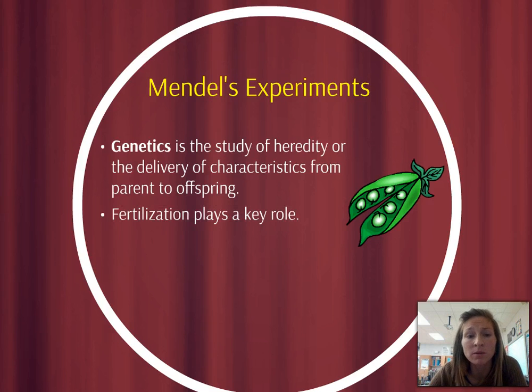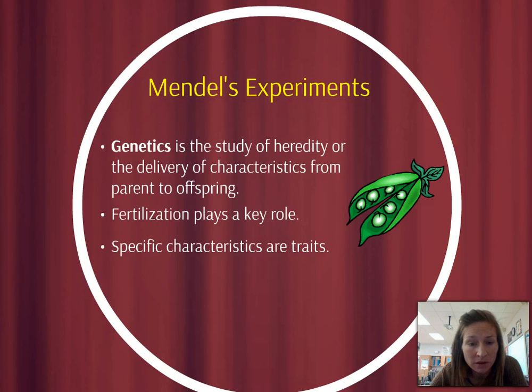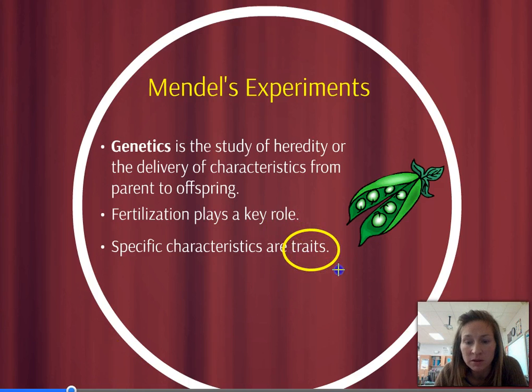Fertilization is going to play a key role in this process because our reproductive cells come together to form a new cell, or new offspring, that receive these traits from their parents. We call specific characteristics traits, kind of interchangeably, but you're going to see that term traits more often than characteristics. And these traits are going to be represented in different ways.